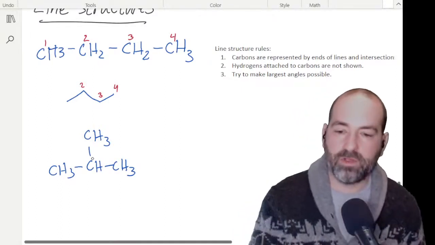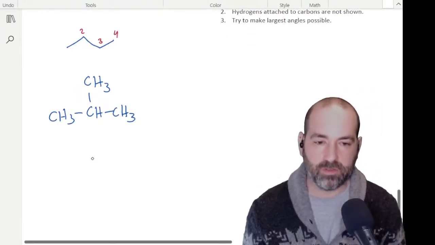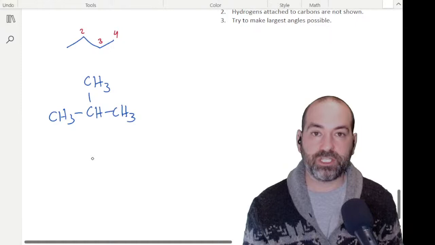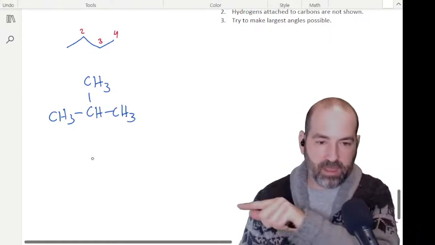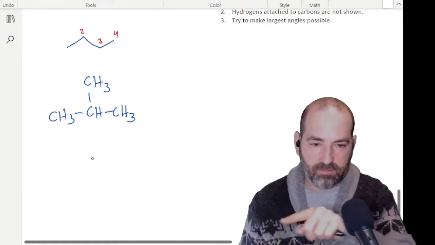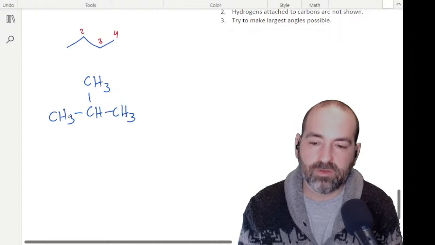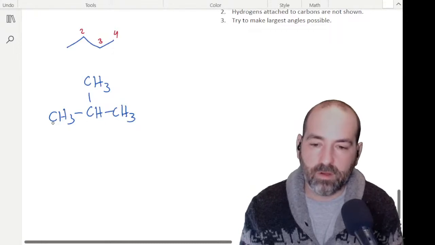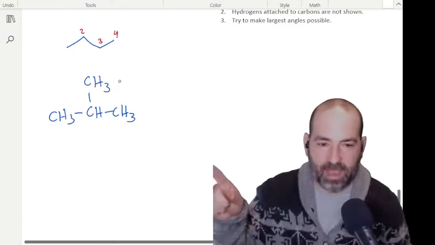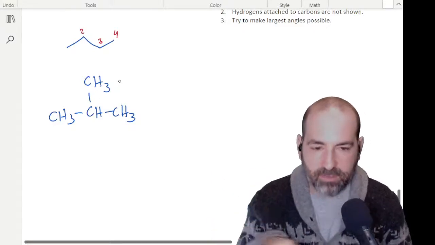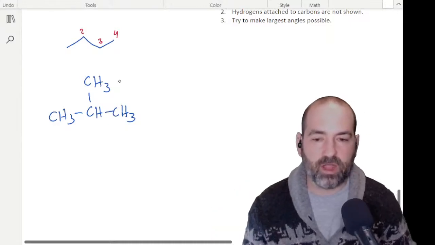So when we're drawing a line structure from a condensed structure, what I like to do is try to find the longest chain in the structure. So the longest continuous carbon chain, the way that you can kind of draw with your finger and hit every single carbon atom along the way. And in this case, that's 3. 1, 2, 3. Whichever carbon you start at, you can only get to 3 carbons total before you have to pick up your finger and touch somewhere else.